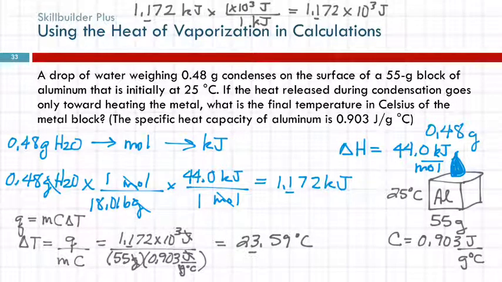Yes? Where did the little K go? Or does the 1.172 have kilojoules? The little K I got rid of up here. Yeah, that's okay. It's good to ask because things should not just disappear like that. It's hiding up here. I converted the kilojoules to joules before I stuck it into the equation. Sometimes students will just say, I don't know what to do with the K, so I'm just not going to write it down. Well, you can do that, but you're not going to get the right answer.